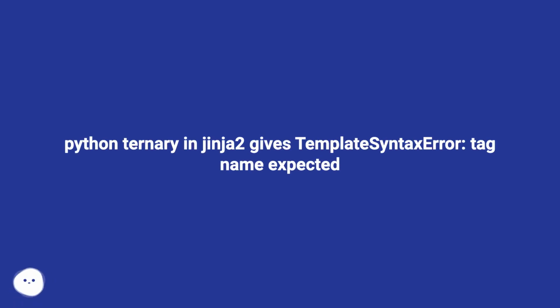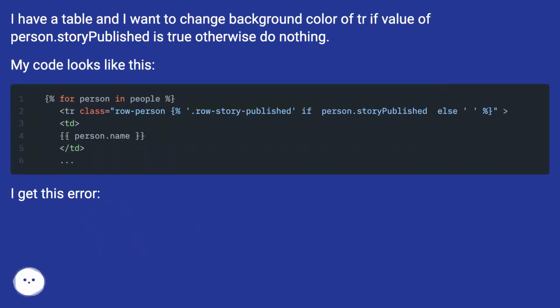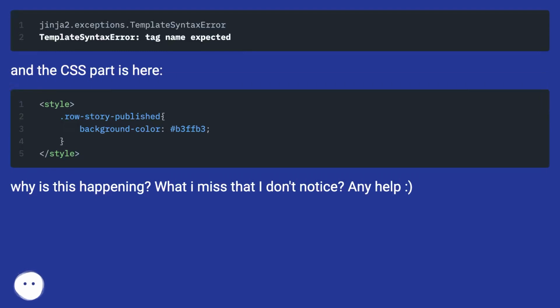Python ternary in Jinja2 gives TemplateSyntaxError, tag name expected. I have a table and I want to change the background color of tier if the value of person.storyPublished is true, otherwise do nothing. My code looks like this. I get this error. And the CSS part is here. Why is this happening? What am I missing that I don't notice? Any help? Smiley face.